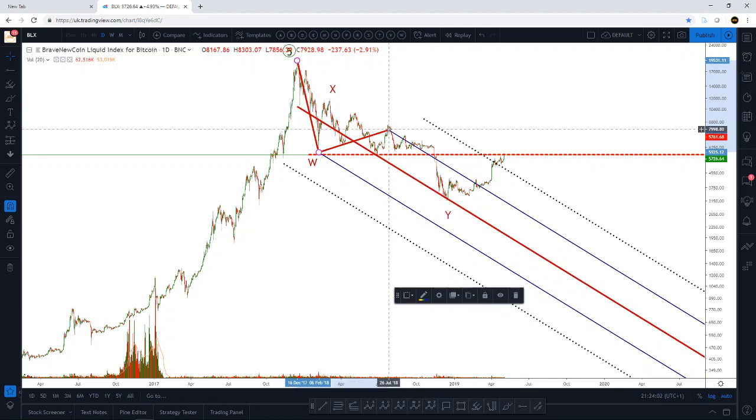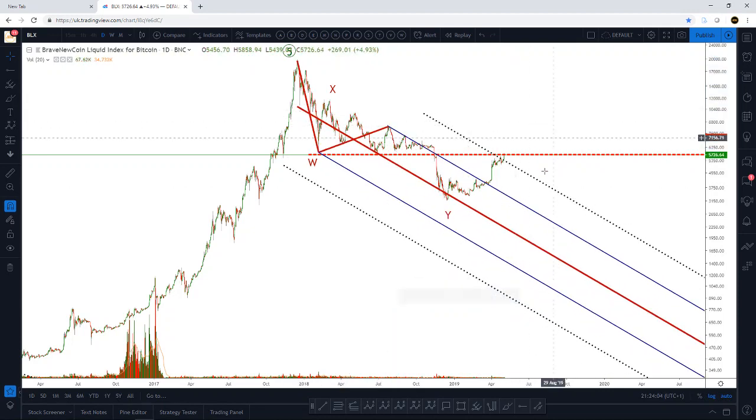However, this was my preferred count, and it has only slightly broken out. As I say, I'd be happy to see price come out slightly. This would be a wick maybe on the monthly, and it will come straight back into our pitchfork. I'm very happy to see that happen, and if it does happen, price is likely to come down further.